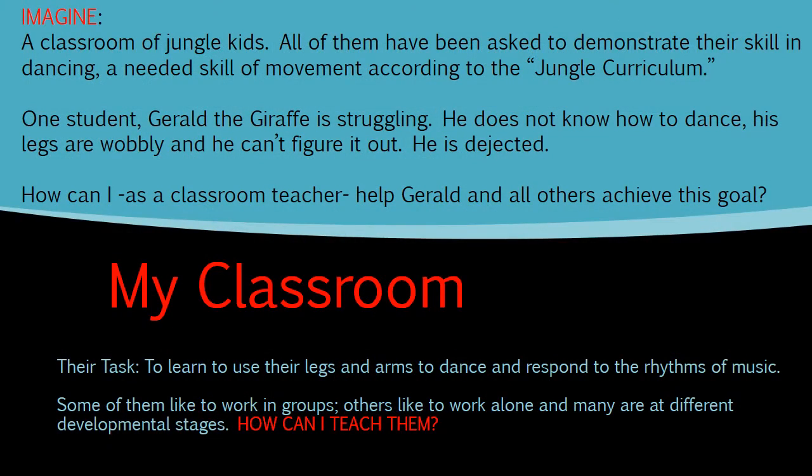So what happens in this story? Well, there's a classroom of jungle kids. All of them have been asked to demonstrate their skill in dancing, a needed skill of movement according to the jungle curriculum. But one student named Gerald the giraffe is struggling. He doesn't know how to dance. His legs are wobbly and he can't figure it out. Most of all, he's dejected.